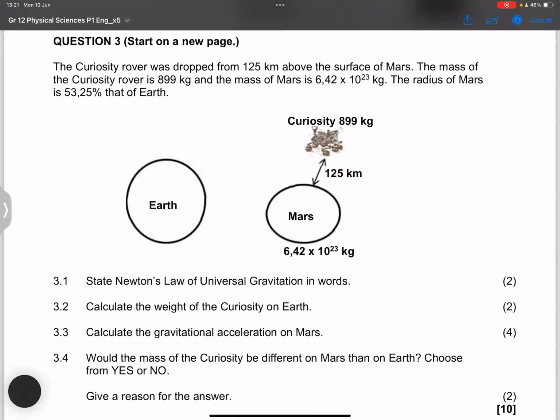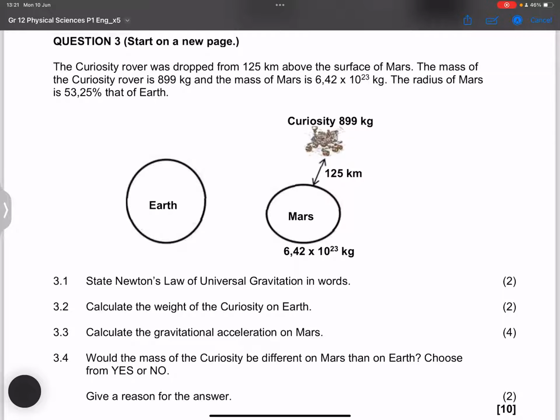On to question 3. They say the Curiosity rover was dropped from 125 kilometers above the surface of Mars. The mass of the Curiosity rover is 899 kilograms, and the mass of Mars is 6.42 times 10 exponent 23 kilograms. The radius of Mars is 53.25%, rather, 0.25% that of the Earth.